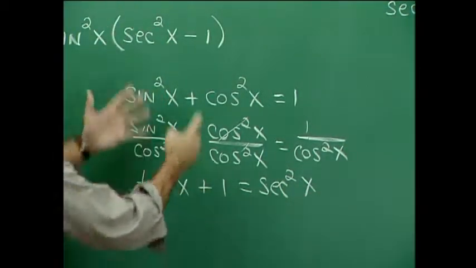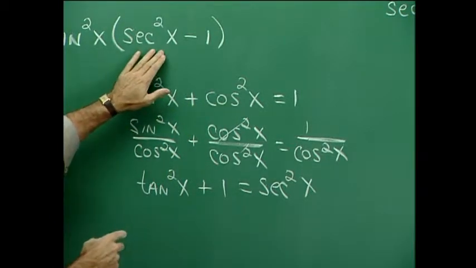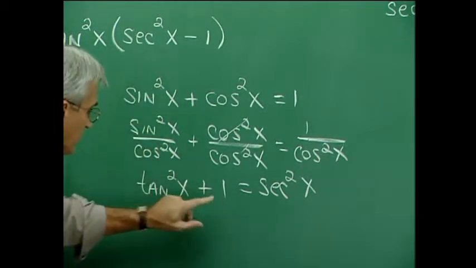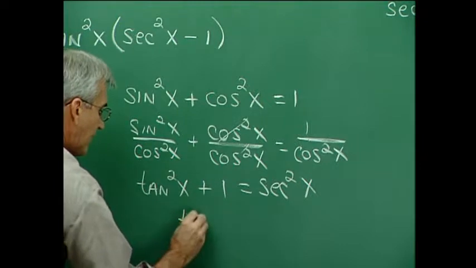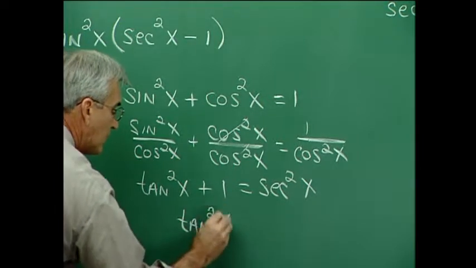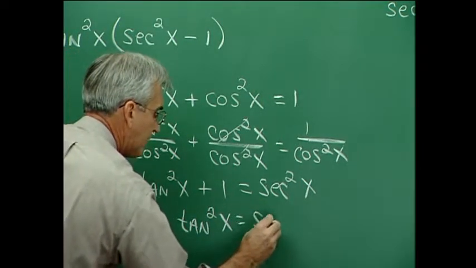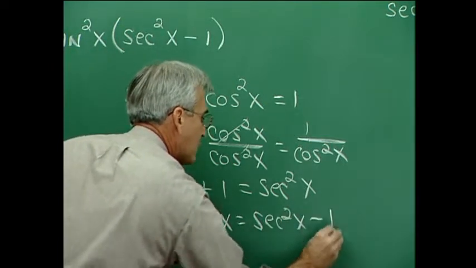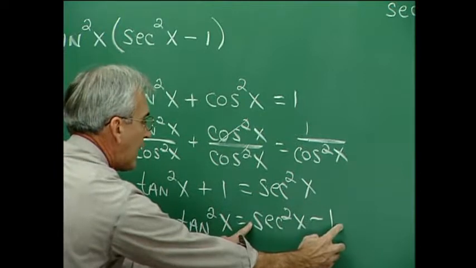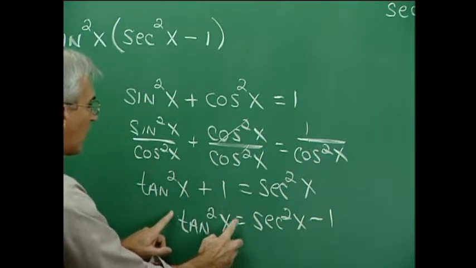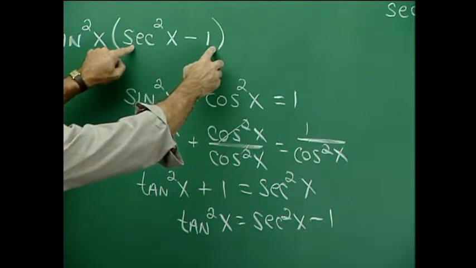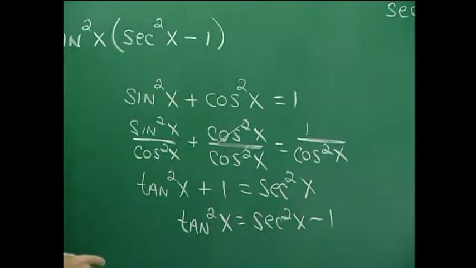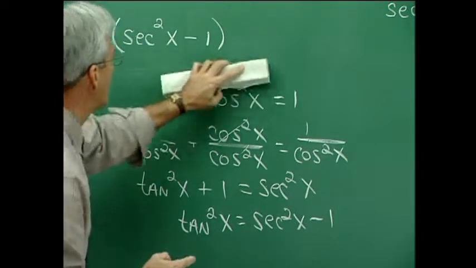Well, this doesn't look like that. Oh, but wait a second, we can manipulate it into that form. If I subtract 1 on both sides, then I find this to be tangent squared x equals secant squared, oops, I got it, minus 1. And so secant squared x minus 1 is equal to tangent squared x. So this secant squared x minus 1 is replaceable by tangent squared x. So that's what I'm going to do.